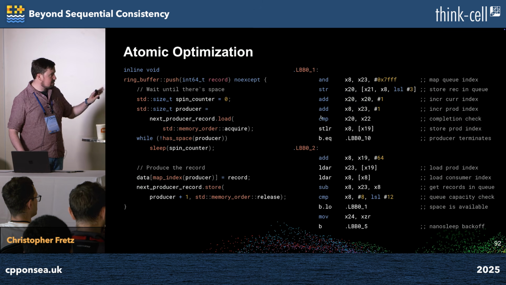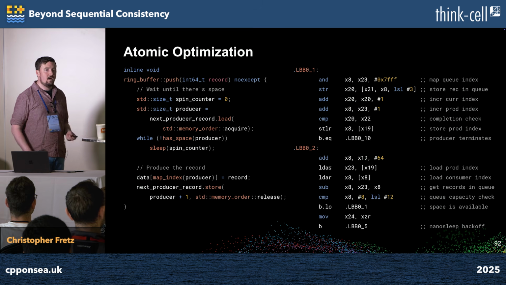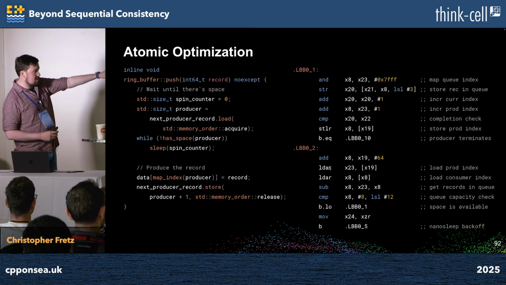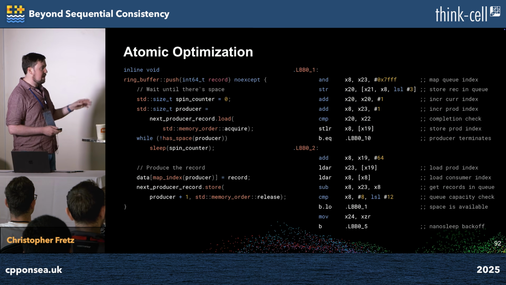I'm not gonna read over all of it. But what you can see here is that when we store the producer index, we have this STLR, store release. And when we actually load the producer index and the consumer index, we have this LDAR, load acquire. And so these opcodes are actually adding implicit runtime memory fences to make this work.